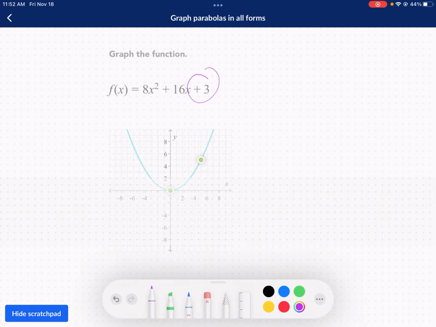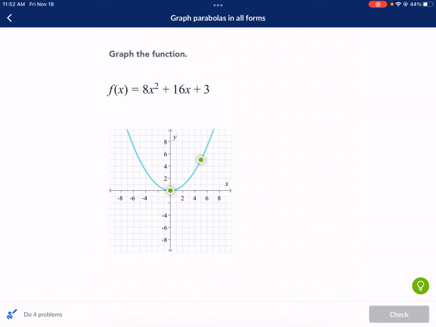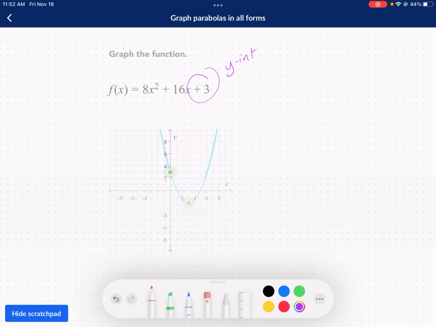One of the cool things about standard form is it gives you the y-intercept with the third term, the one that doesn't have an x next to it. So I'm going to do that first. Not my vertex. I'm going to grab the other one and I'll make my y-intercept 3. I know my 8 is positive in front of the x squared, so I know it opens up. So I know my vertex is somewhere beneath a y value of 3.